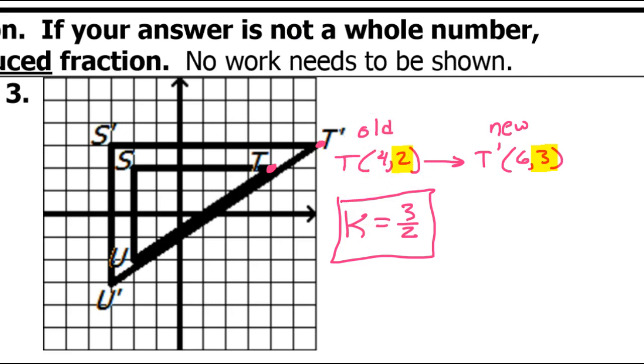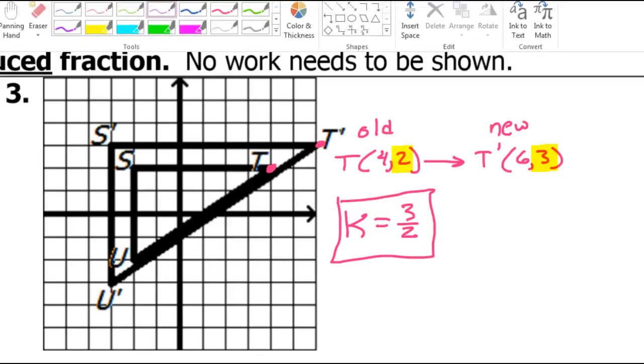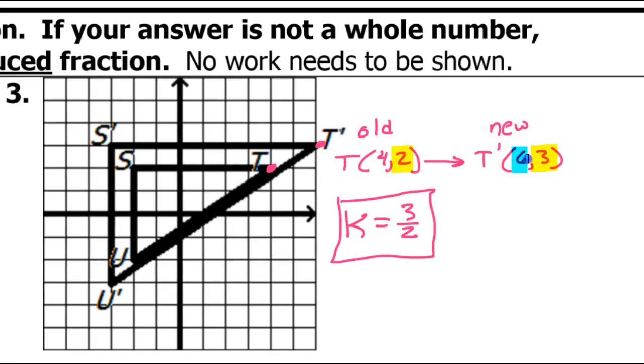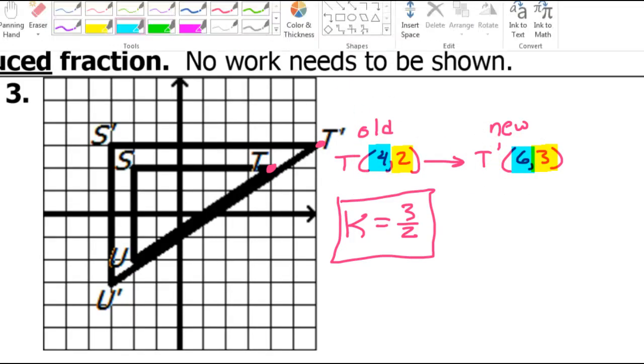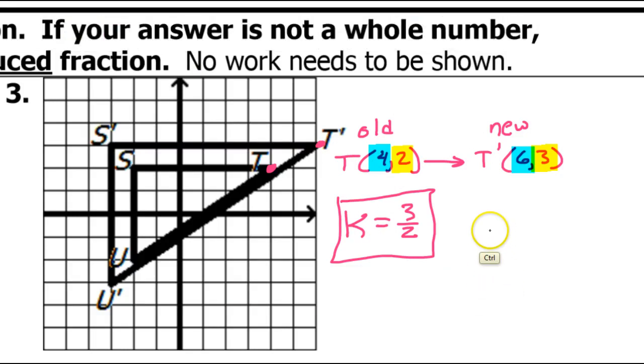Now, just for fun, let's look at what would happen if I picked the x's instead. Okay, so the x's, that's the 6 and the 4. If I pick that instead, that would give me a scale factor of 6 over 4.